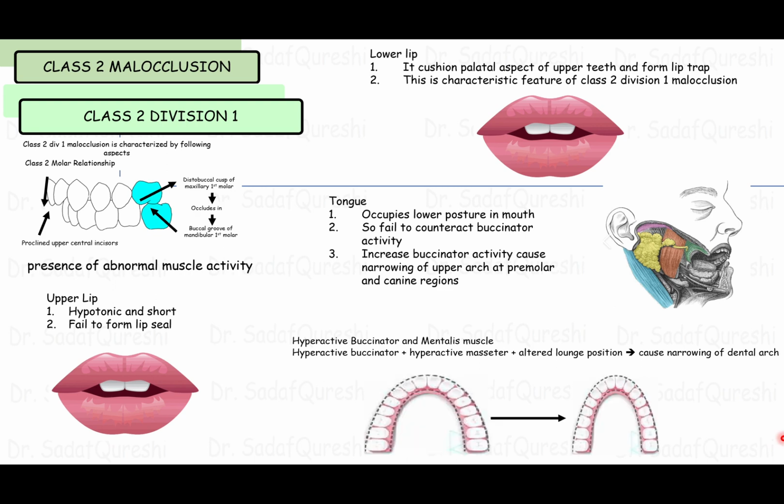So this is how the arch shape changes. It causes the arch shape to become a V-shaped arch. So in class 2 division 1, there is class 2 molar relationship. Upper central incisors are proclined. There is abnormal muscle activity and the arch shape is narrowed or V-shaped.